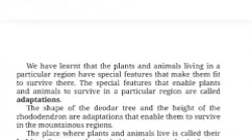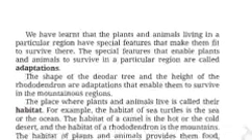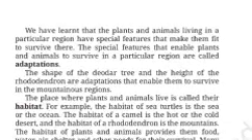We have learned that the plants and animals living in a particular region have special features that make them fit to survive there. The special features that enable plants and animals to survive in a particular region are called adaptations. The shape of the deodar tree and the height of the rhododendron are adaptations that enable them to survive in the mountainous region. The place where plants and animals live is called their habitat.